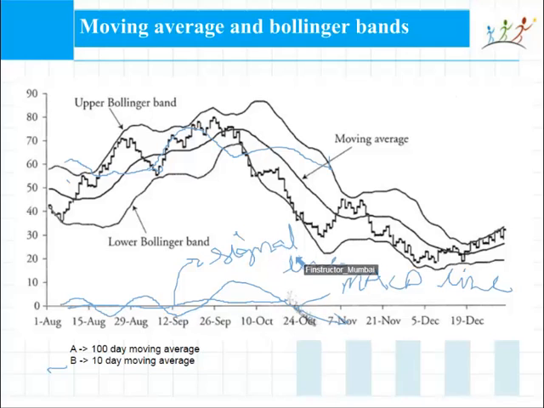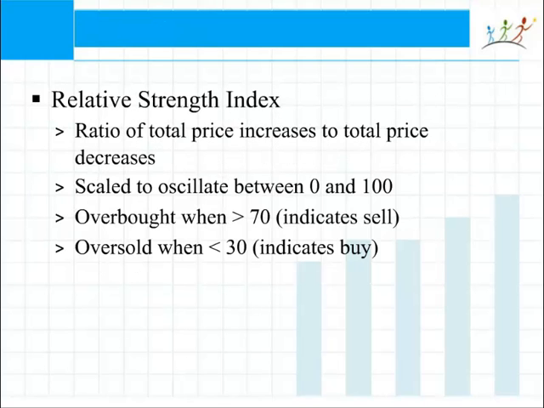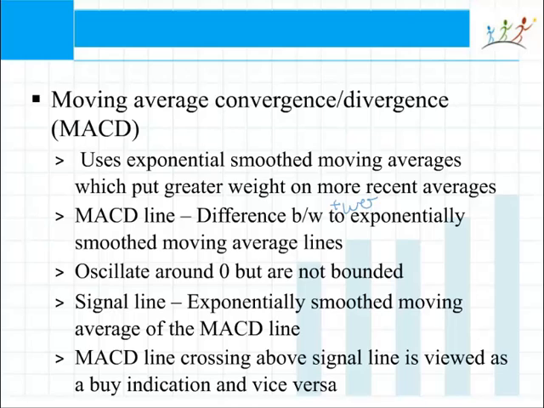So the signal line is an exponentially smooth moving average of the MACD line. Okay, these graphs will not be asked. However, I use them just to explain the concept a little better. So the signal line is an exponentially smooth moving average of the MACD line. So the MACD line crossing above the signal line is viewed as a buy indication, and the MACD line crossing below will be viewed as a sell signal, just like the regular moving average lines that we studied.